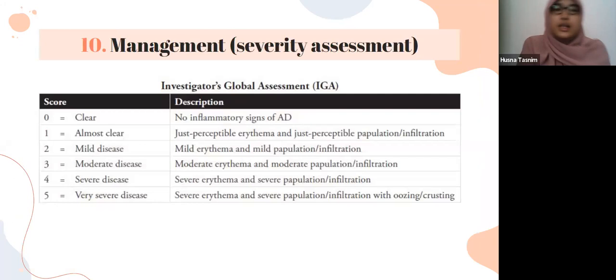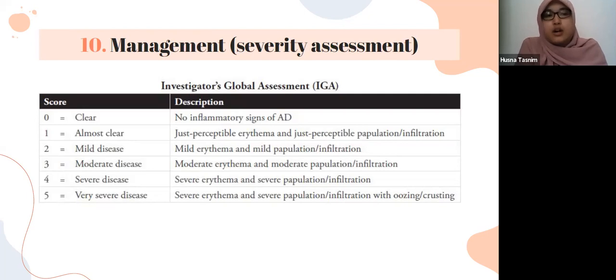Okay, the last one is the management. This is also from the CPG. Okay, first and foremost, we assess the severity and quality of life of the patients. So the preferred tool is the Investigator's Global Assessment, the IGA.